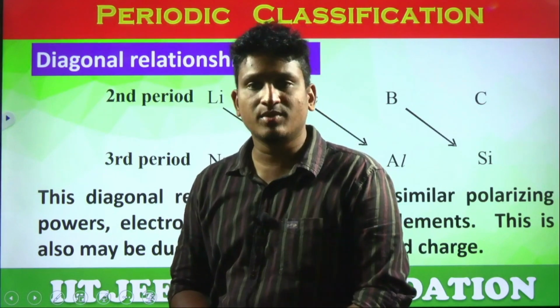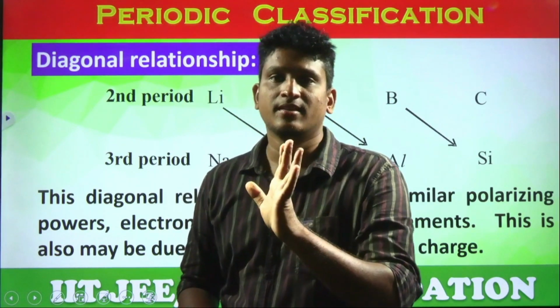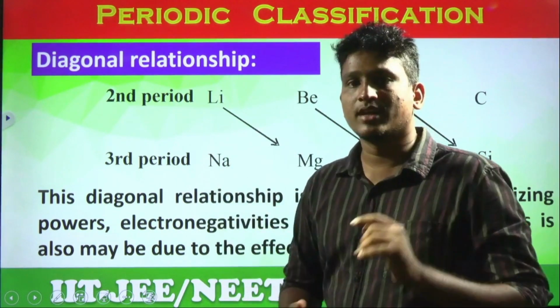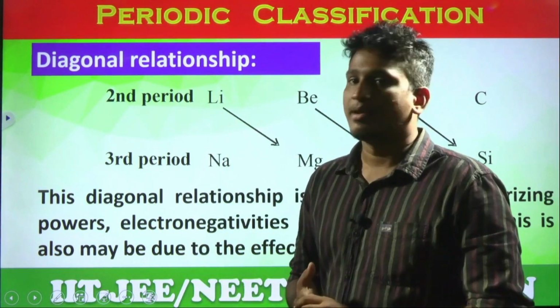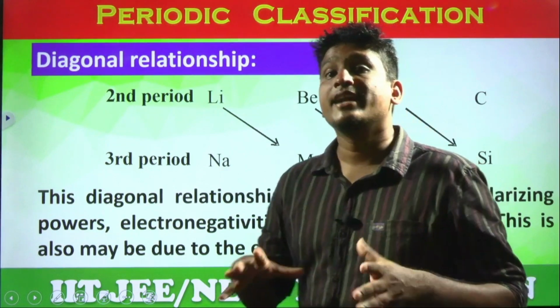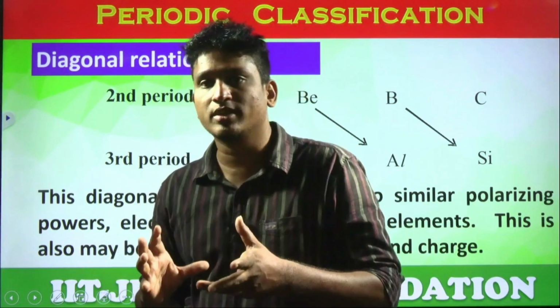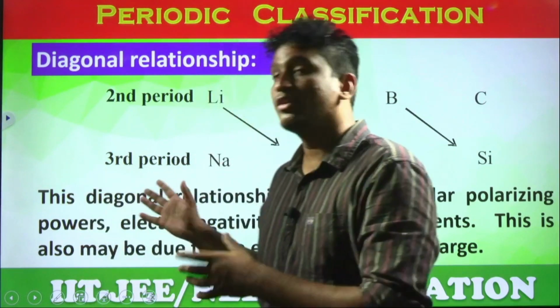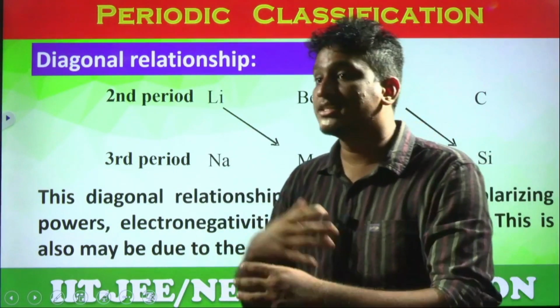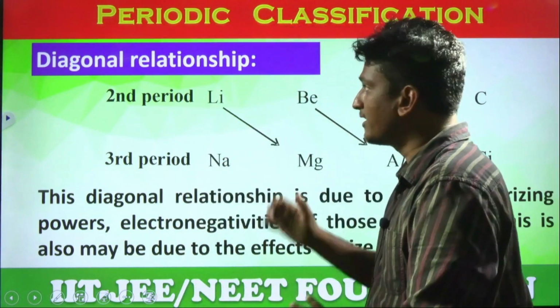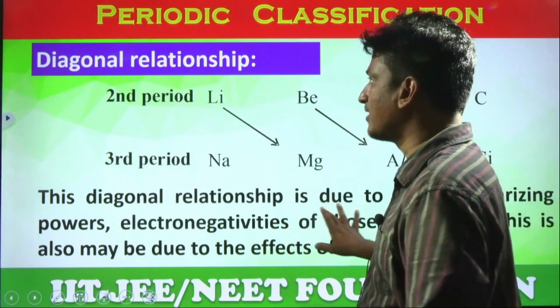They show similarity because of similar atomic size. They're not showing similarity based on valency. Lithium valency is 1, magnesium valency is 2. So not by valency, but by hydration enthalpies, by crystal lattice, by melting points, boiling points, by polarizing power, by having covalent character, by forming similar types of compounds. That's how they show similar behavior. That property is called diagonal relationship.